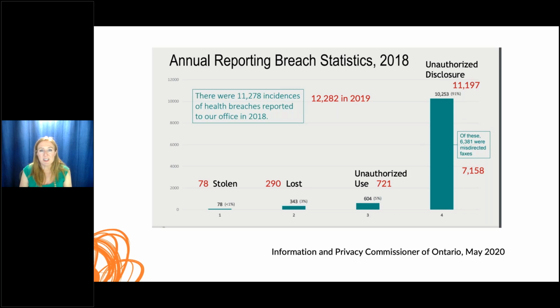So in 2019, there were 12,000 privacy breaches reported to their office in Ontario. That's for all health information custodians, which tells me not all health information custodians know that they're supposed to be doing an annual statistical report, because that number is quite low given the number of custodians there are in the province. In any event, 12,000 reported breaches in those categories. 7,000 of those were misdirected faxes. So huge numbers of cases of faxes going to the wrong place.